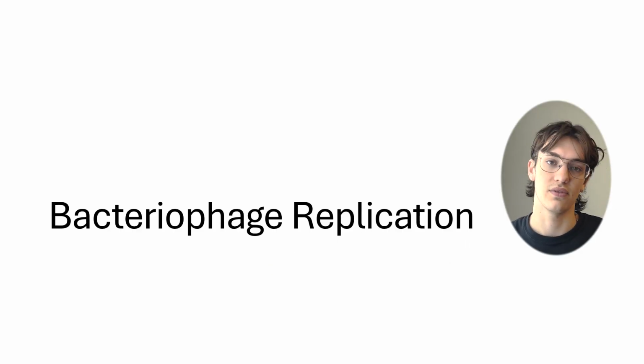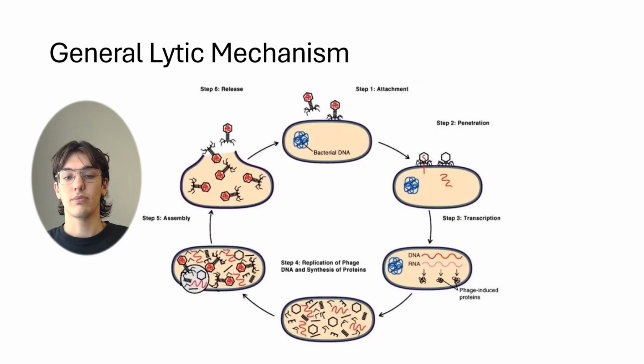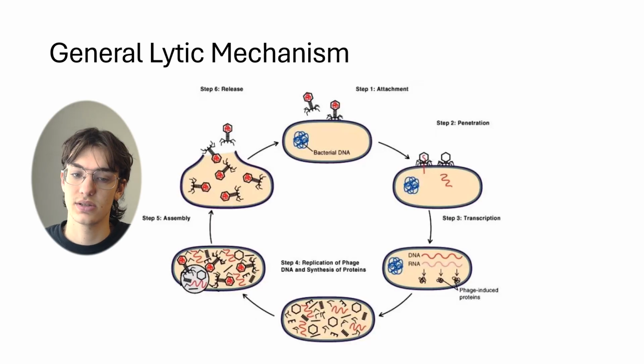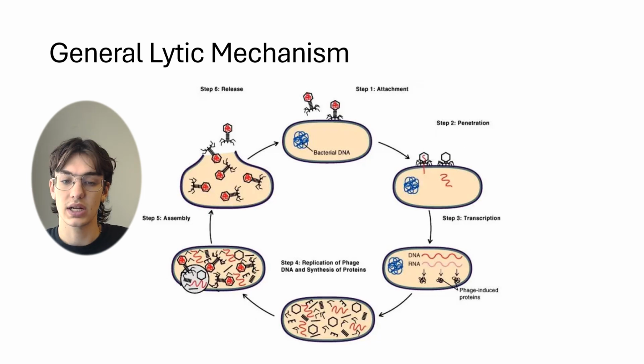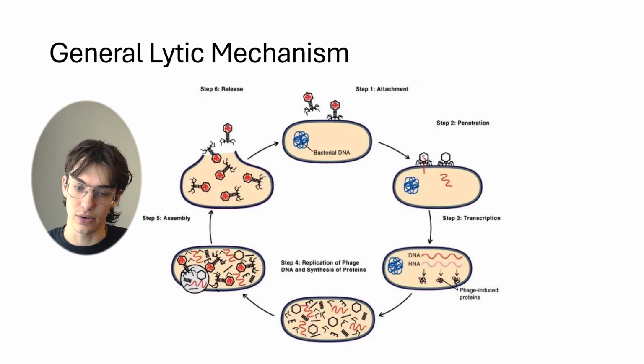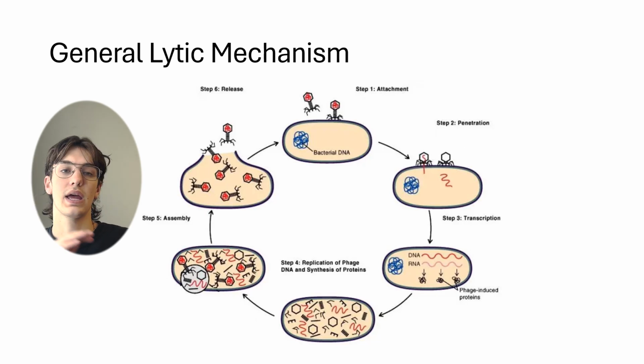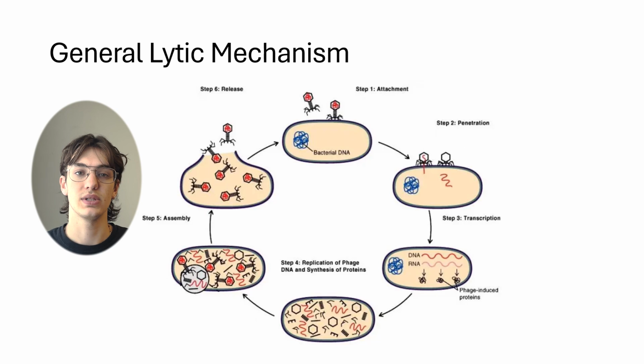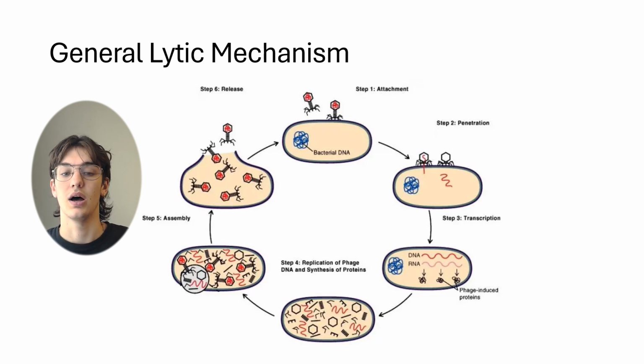Let's talk about bacteriophage replication. The general mechanism for bacteriophages is the lytic mechanism. So they're going to inject their genetic information. It's going to be transcribed by the host cell, and that mRNA from the virus, as it's translated, is going to create proteins which are necessary to build future viruses, and also lyse open the cell so those viruses can spread to other cells in the surrounding region.